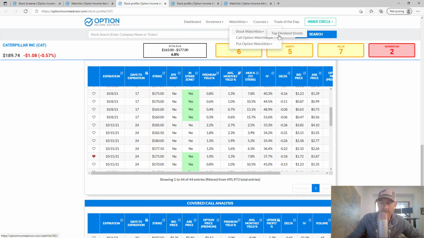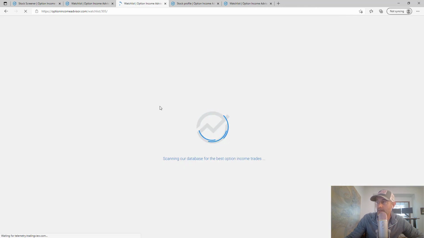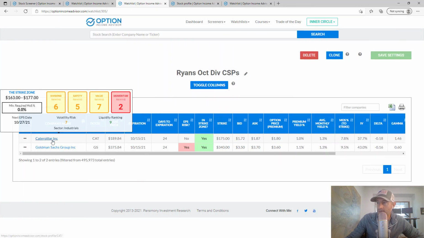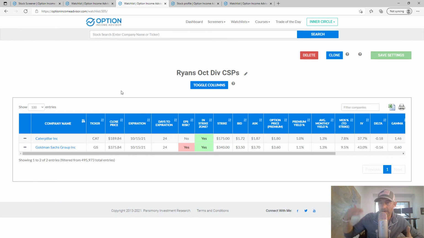So now how do we get to that watch list? Remember, we've got our stock watch list, that's our top dividend stock list that we've created. And now we've got our put watch list that says Ryan's October dividend stock list. We had only added 2 on there, but now you can see it's a powerful tool to be able to keep track of the specific option contracts that you've custom selected that you might want to trade. And then you just keep track over time. This database updates every night. So as the stock market trades up and down, these metrics that are important to us, the average monthly yield, the margin of safety, the deltas, also change, right?